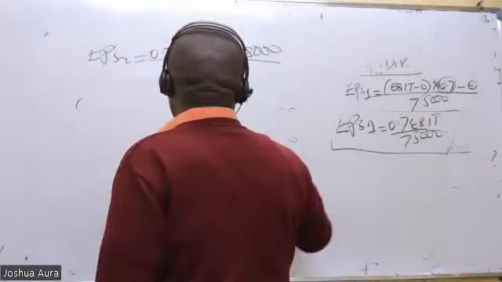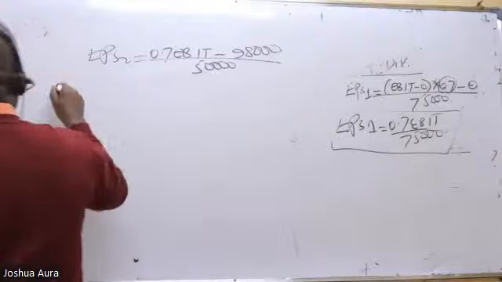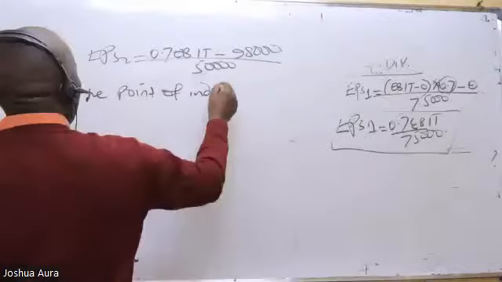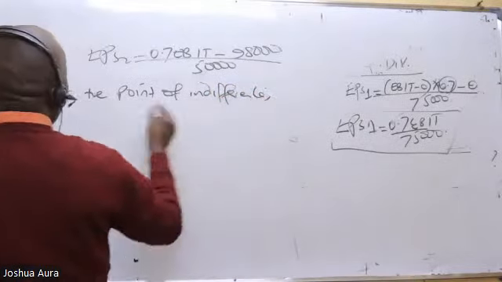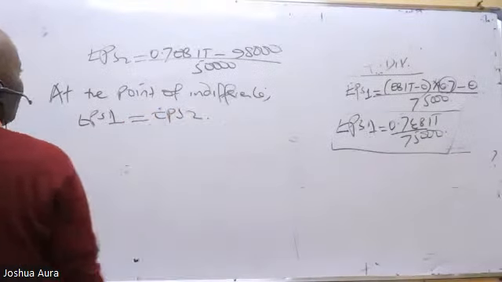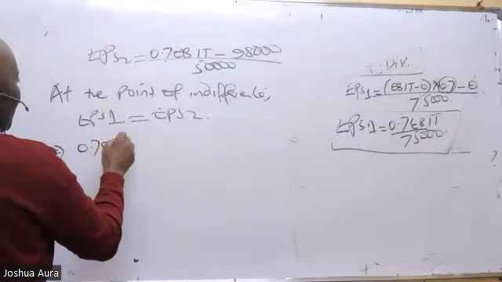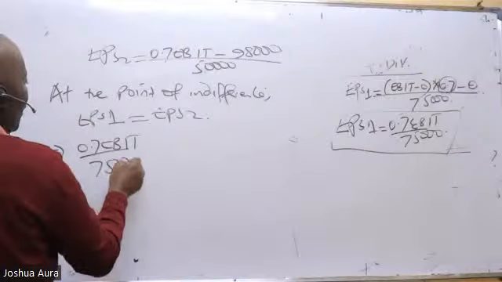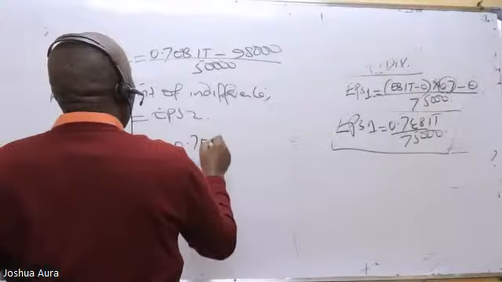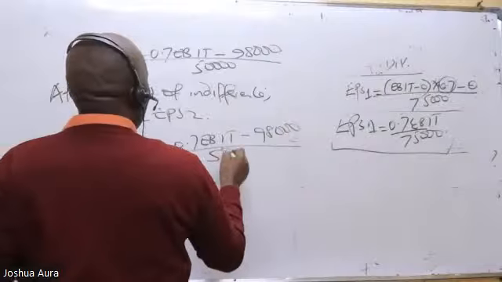At the point of indifference, EPS 1 must always be equal to EPS 2. And the EPS 1, we know it. EPS 1 is 0.7 EBIT all over 75,000. This formula here equals 0.7 EBIT minus 98,000 all over 50,000.